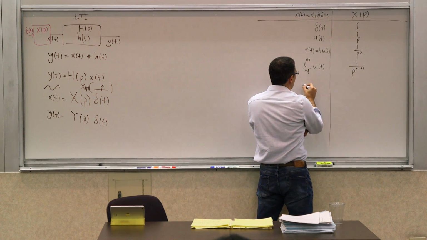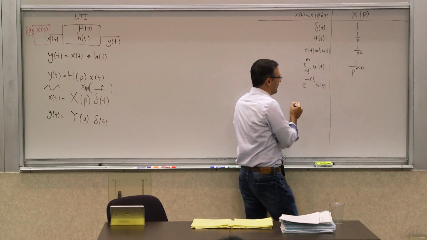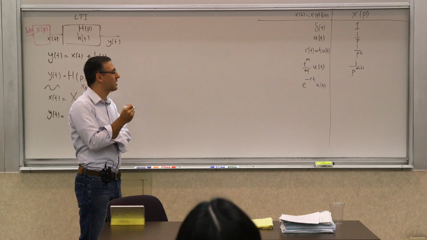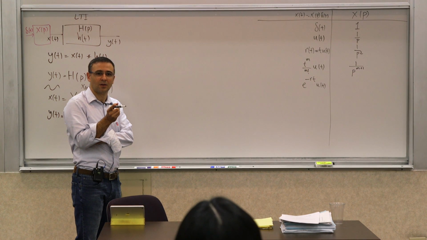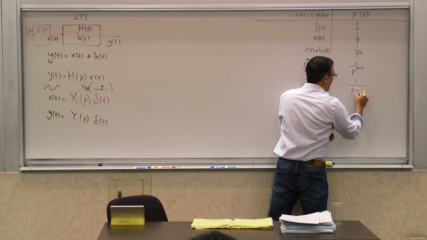How about exponentials? How about e to the negative r t u of t? What generates this kind of response off of an impulse? What kind of system has this impulse response? We've talked about this too. 1 over p plus r, right? The low-pass operator.